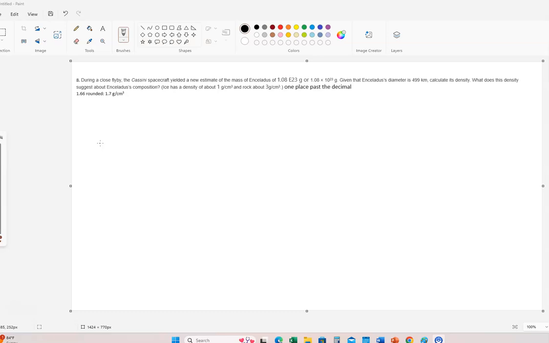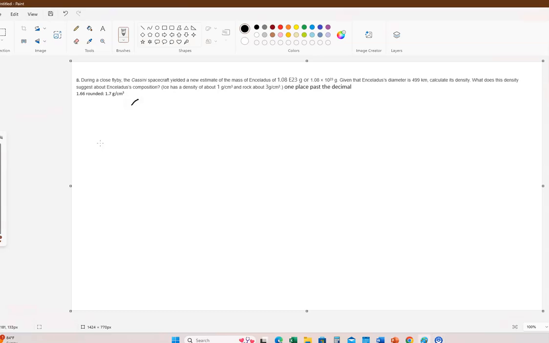Right. So we know the density equation, right? So here it is. Of course, density is mass divided by volume. So the mass is already in the proper units, right? So we're good to go as far as that goes. So you're going to put 1.08 times 10 to the 23rd grams. All right, so that's what comes in the numerator. Now in the denominator, however, we have to figure out the volume.